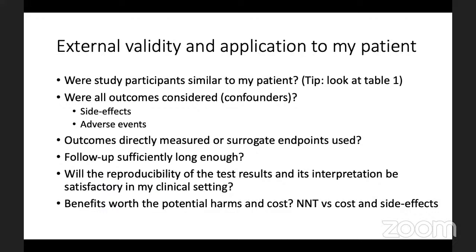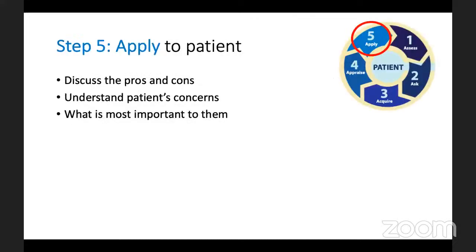And then the main one as well is, are the benefits worth the potential harms and cost? So here, that's where you are looking at your number needed to treat, which is why you need to calculate it, versus the cost and the side effects of the treatment. And then step 5 of our circle is to then apply this to our patient.